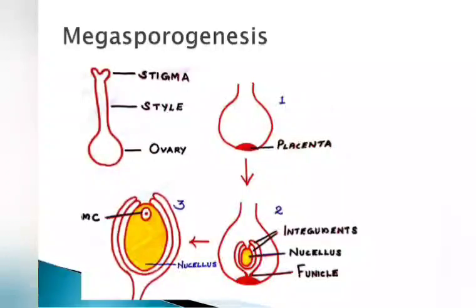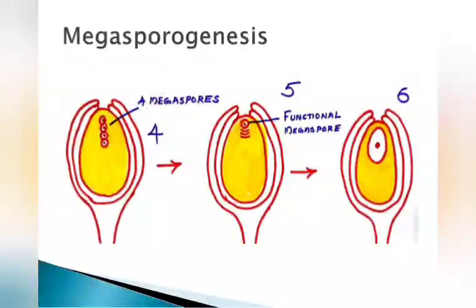You can see here first in the ovary part, from the placenta the ovule develops. In the ovule, the nucellar cells result into the formation of megaspore mother cell. This megaspore mother cell will undergo meiosis to form 4 megaspores. But out of these 4 megaspores, only one will be functional megaspore, which will ultimately result in the formation of embryo sac, and 3 megaspores will degenerate.